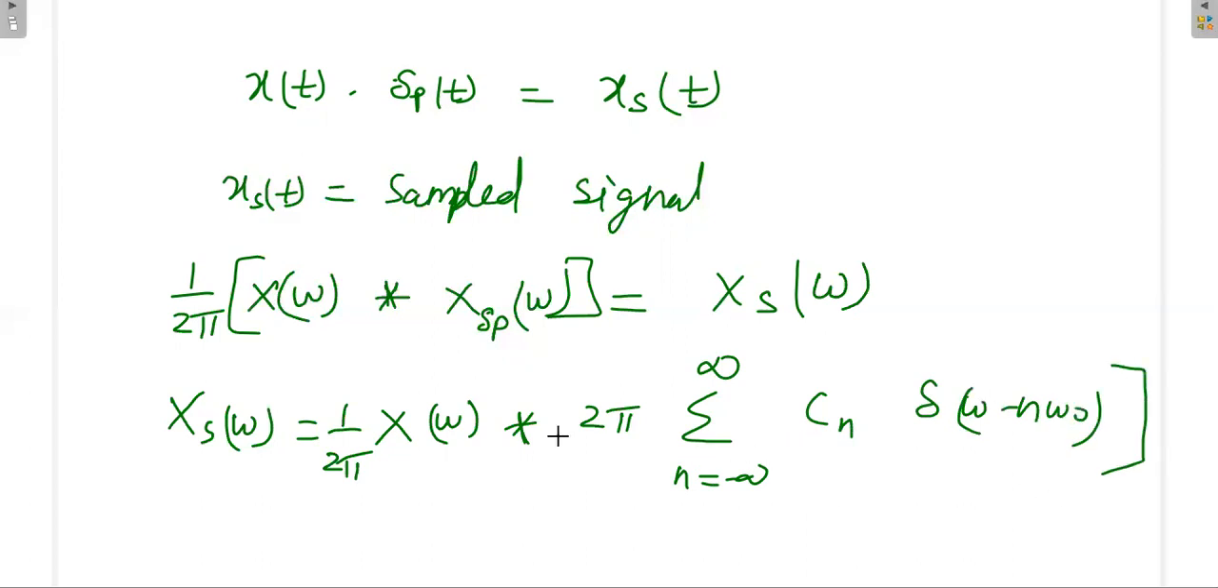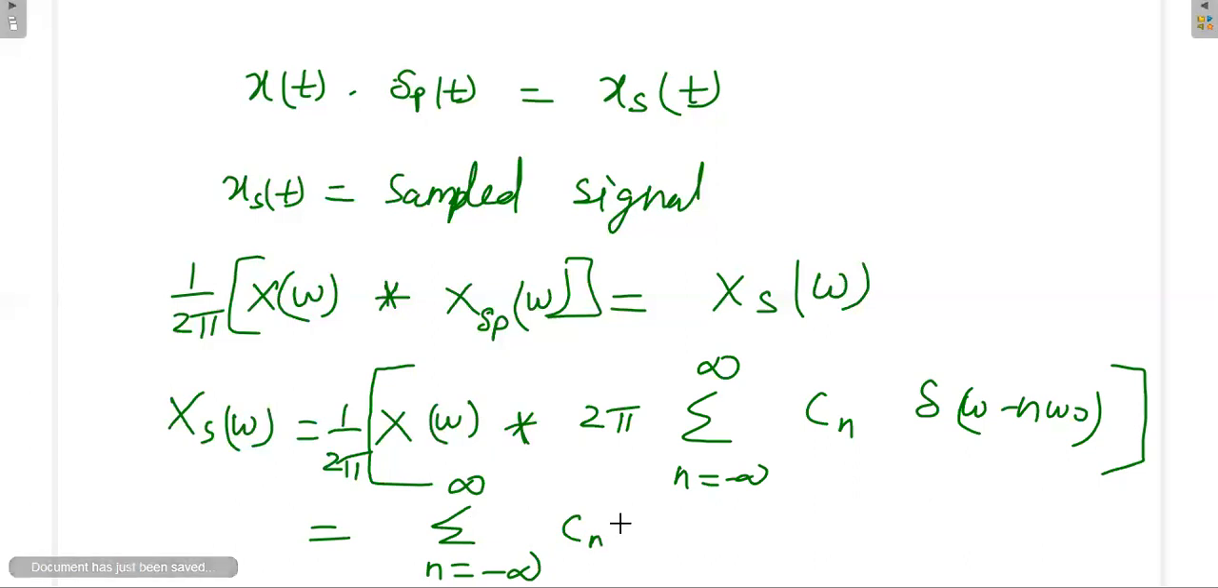Then the 2 pi we can take out, again the 2 pi cancel. Again X of omega convolution with this signal, that means X of omega convolution with impulses. So we can write finally like this, summation n from minus infinity to plus infinity Cn. And what is the value of Cn? In this case Cn is 1 by T.